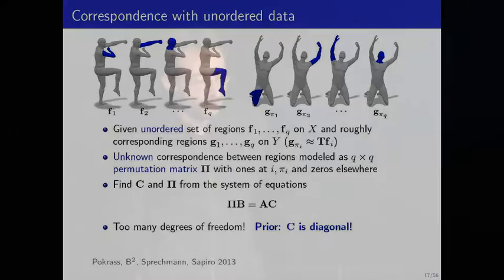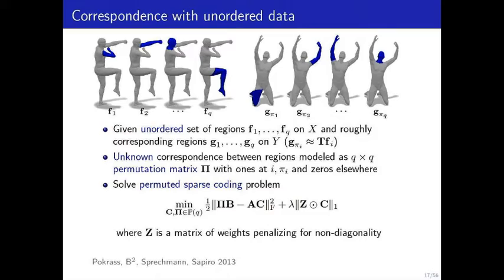But now remember that we assume that the shapes are approximately isometric, so we know that the matrix C must be diagonal or approximately diagonal. So we can introduce this as a penalty, and we solve a problem that looks like a sparse coding problem. So we have a combination of L2 and L1 norms. This is actually our penalty that forces diagonal structure on C. Z is a fixed matrix of weights that has zero diagonal and non-zero off-diagonal elements. And this is our data term.